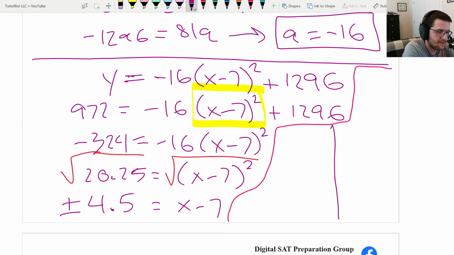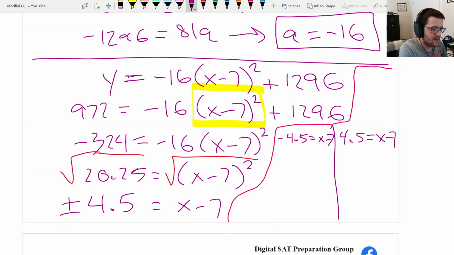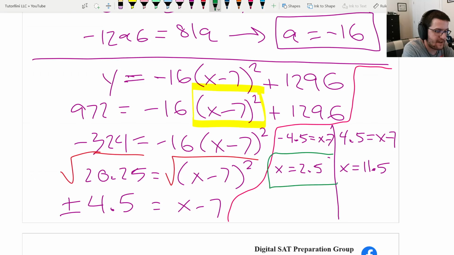So how about we do negative 4.5 equals x minus 7, and then we're going to do positive 4.5 equals x minus 7. For both of them, we're going to add 7 to both sides. And we get x equals 2.5 seconds. And we get 4.5 plus 7 is 11.5, so x equals 11.5. And we want the one that it first reaches, so the earlier time, which is 2.5, so that is the answer.